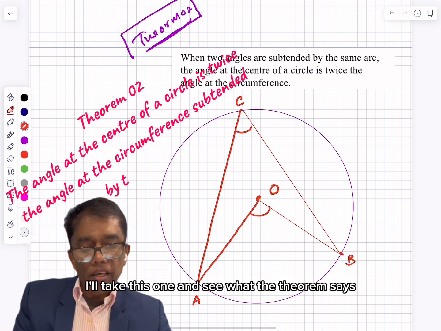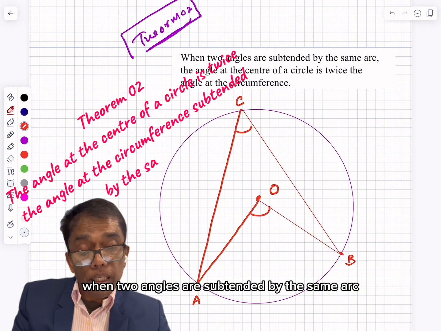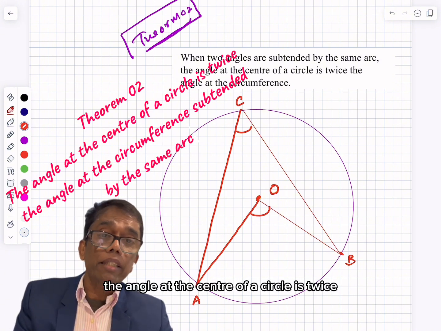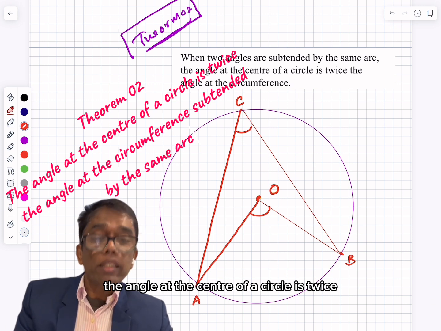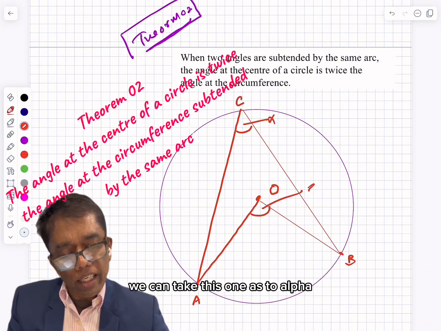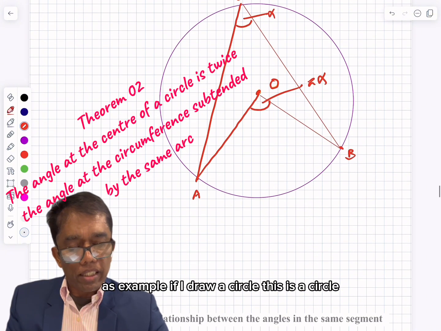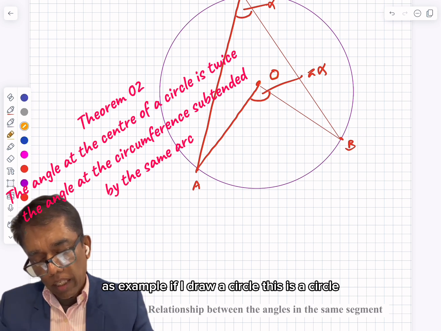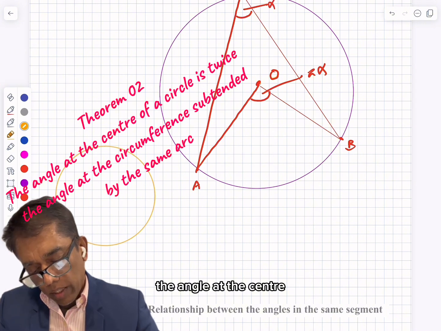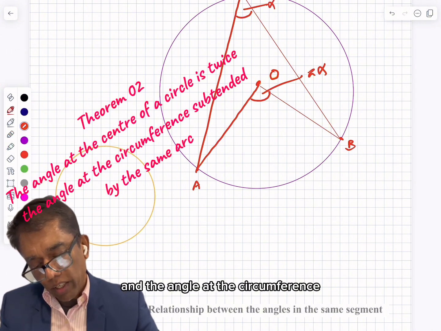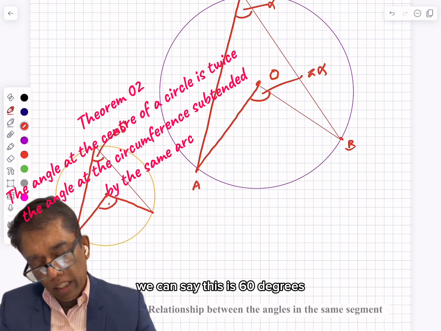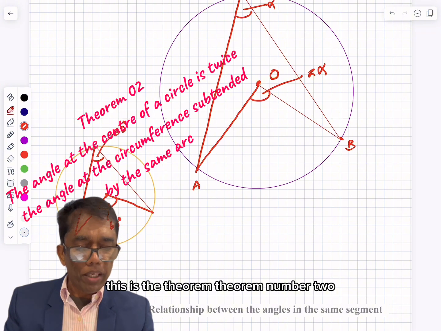What the theorem says: when two angles are subtended by the same arc, the angle at the center of a circle is twice the angle at the circumference. That means this angle is alpha, and we can take this one as 2 alpha. As an example, if I draw a circle, the angle at the center and the angle at the circumference, if this angle is 30 degrees, we can say this is 60 degrees. This is the theorem, theorem number 2.